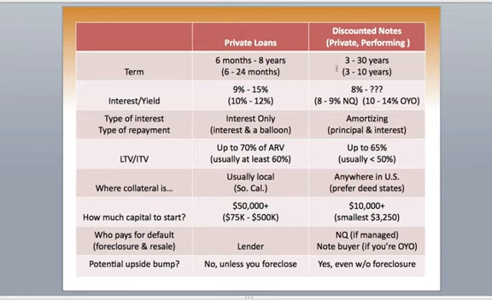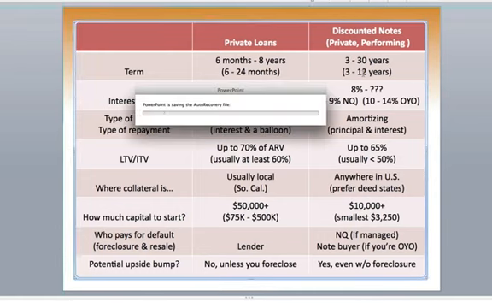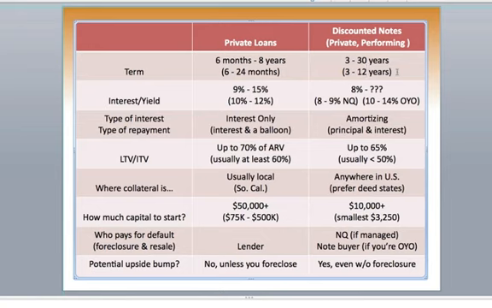But typically, I would say most discounted notes fall in this 3 to 10 years. Maybe I'll change this to 12. 3 to 12 years, something like that. So I would say most of it falls somewhere in that range. So you can see it's a little longer term perspective than private loans.